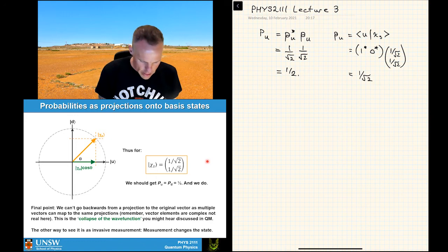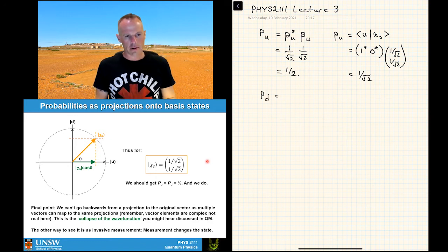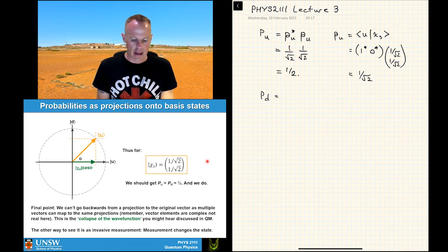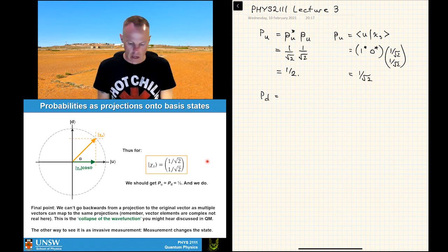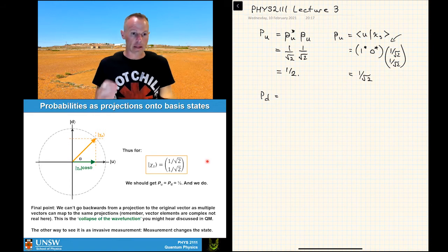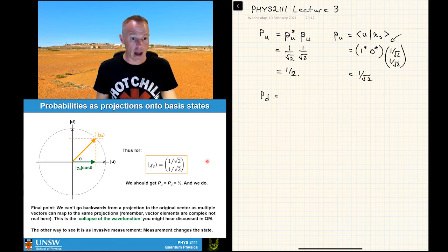If I want to get the probability of a down state here, I could do exactly what I just did again, but using the down vector. All I would be doing is swapping the 1 and 0, and you can already see that I'm going to get 0 times 1 over root 2 plus 1 times 1 over root 2, which is 1 over root 2, and the whole thing ends up being a half.